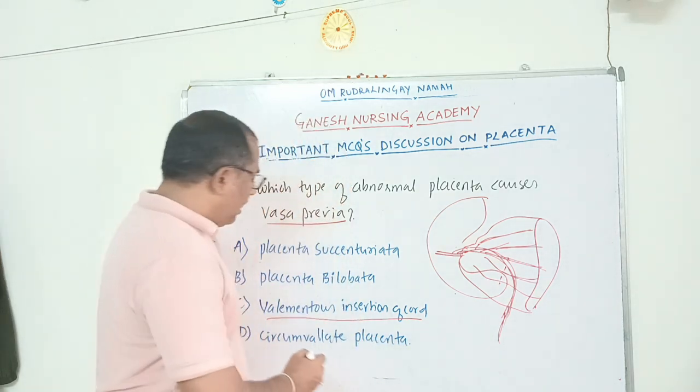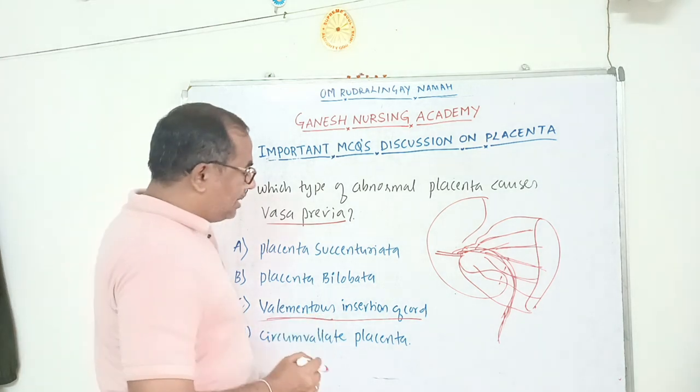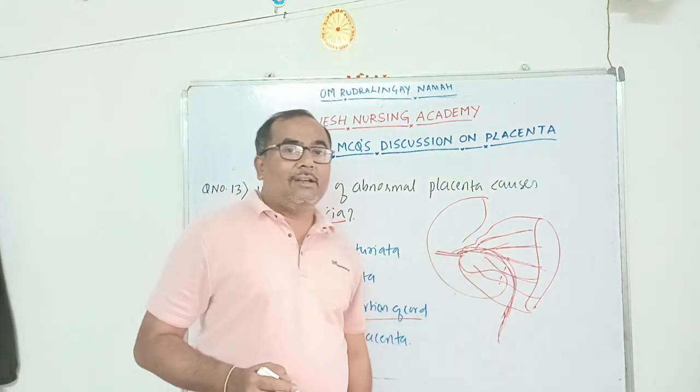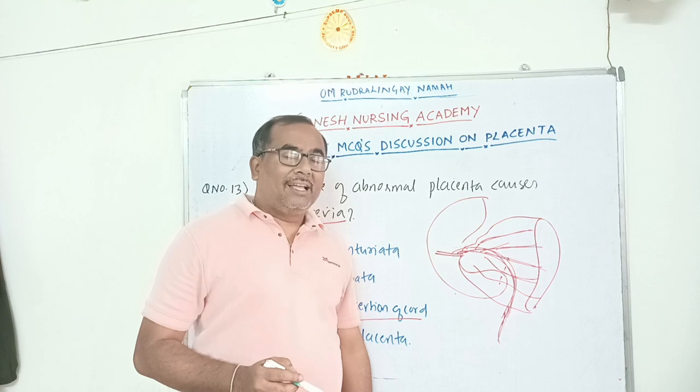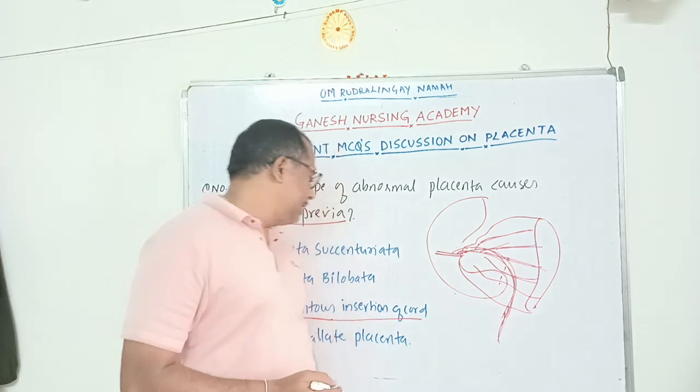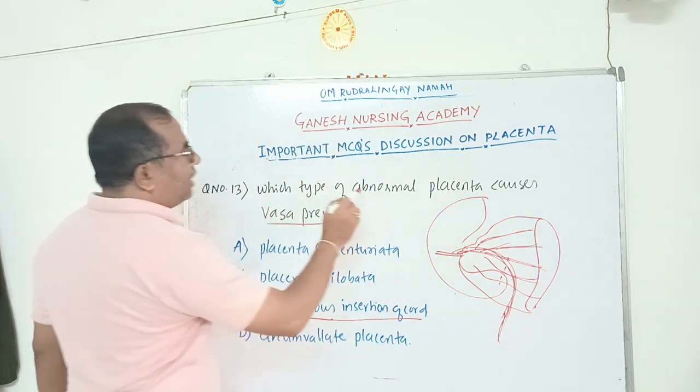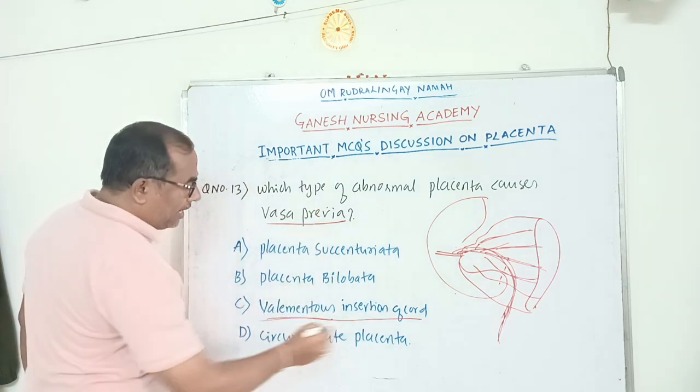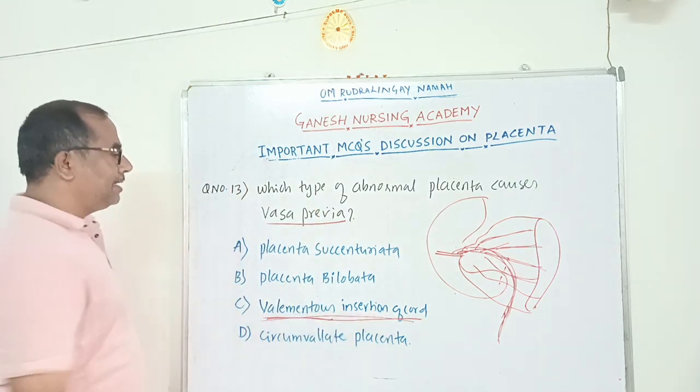That is the reason why, in case of velamentous insertion of placenta, we suggest the patient undergo LSCS, lower segment cesarean section. So which type of abnormal placenta causes vasa previa? It is velamentous insertion placenta.